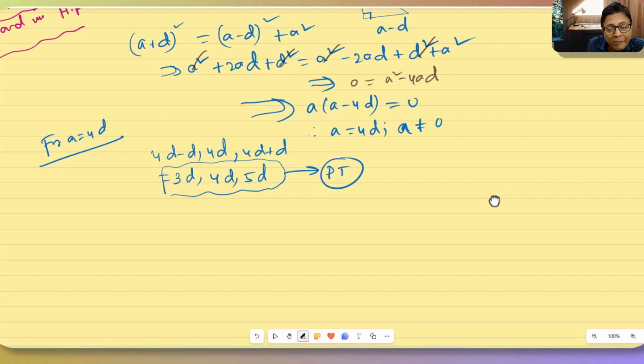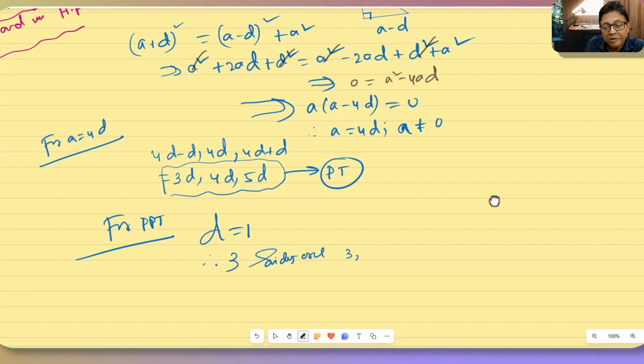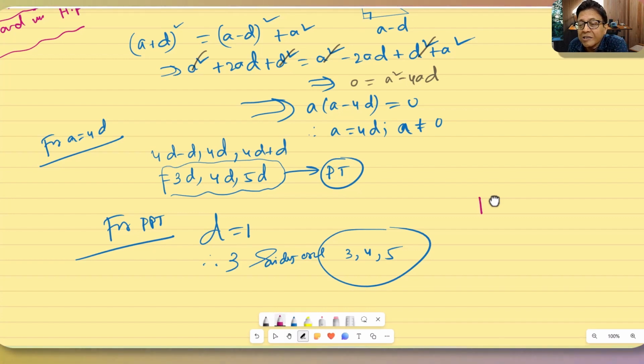So for PPT, what we have to do? For PPT, from these three numbers you have selected, D must be equal to 1. Therefore, three sides are 3 unit, 4 unit and 5 unit. So answer will be only one triangle is there.